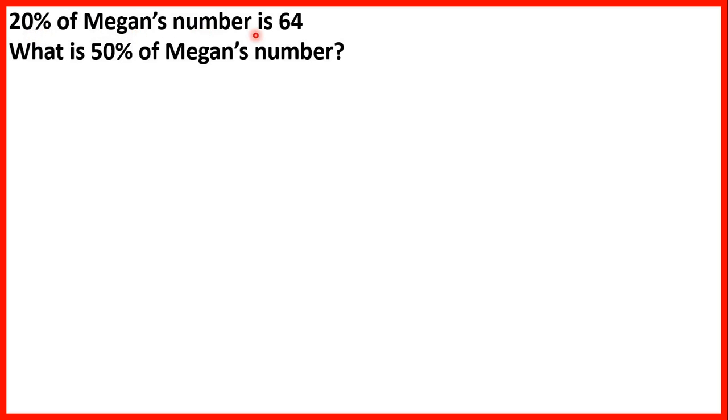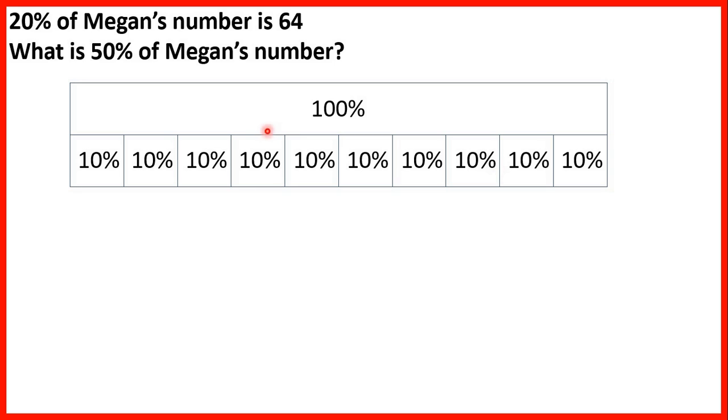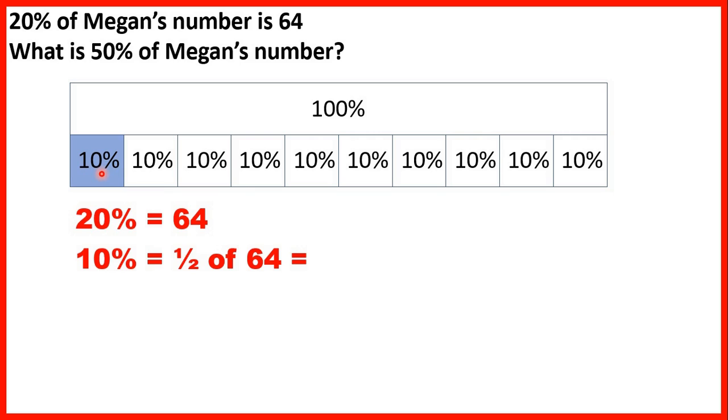20% of Megan's number is 64. What is 50% of Megan's number? So 100%, this top bar, represents Megan's number, and 10% will make 100% because 10 times 10 is 100. Now Megan has 20%, so that's 2 10%. So 20% is 64, which means that we can find 10% by finding half of 64, or dividing 64 by 2, and that gives us 32.